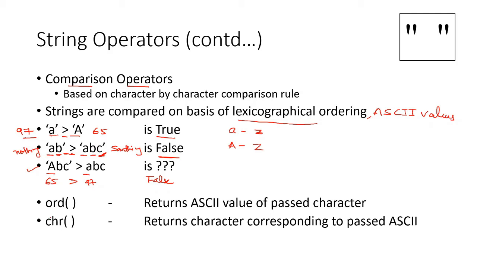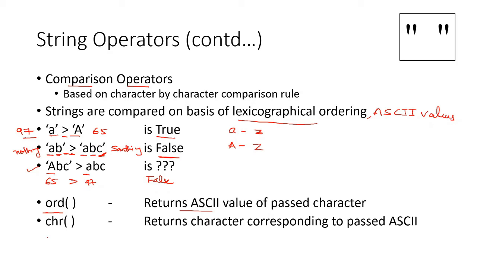In case you are not aware of the ASCII value of a certain character, you can use the ord function. But how would you use it? You're going to pass a character to the ord function and it is going to return the ASCII value of the passed character.